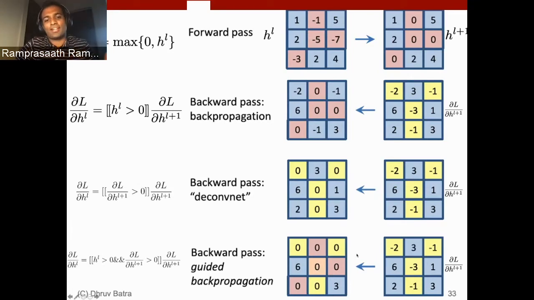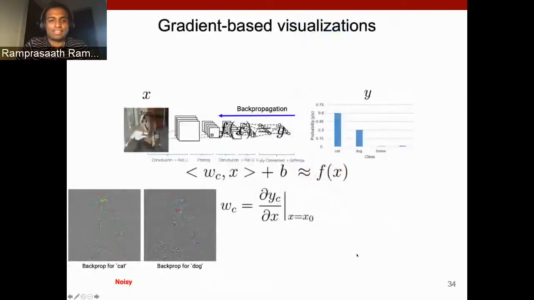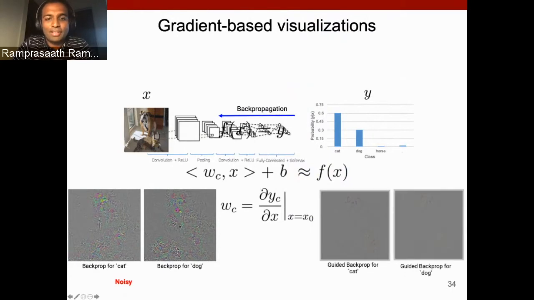And what they found is that, for example, in the earlier case, doing a simple backprop actually resulted in somewhat noisy looking images. When we do guided backprop, like we talked about earlier, it does seem to give much crisper visualizations.